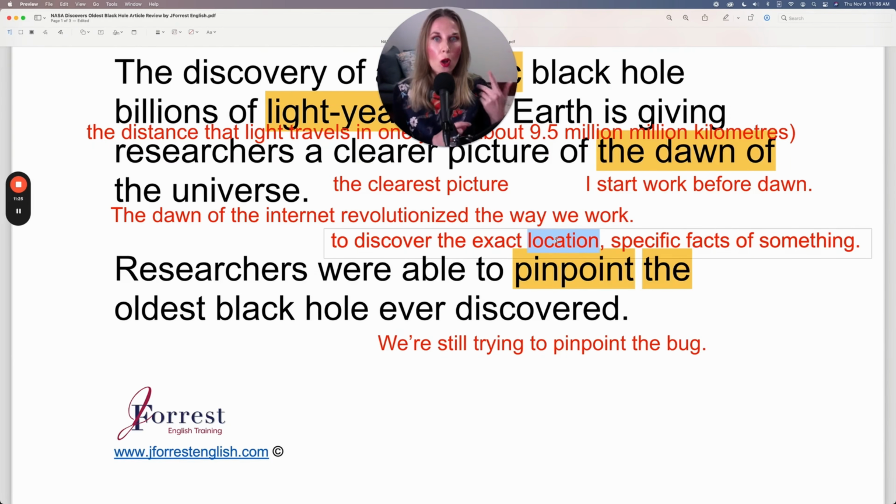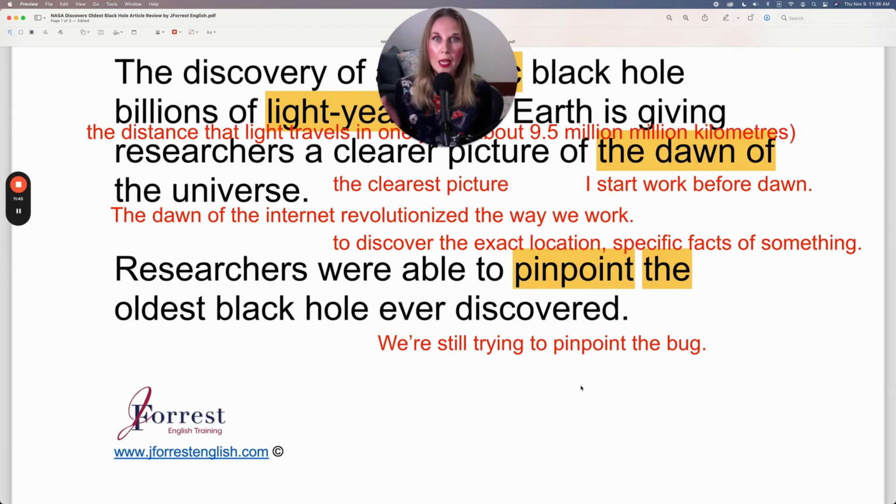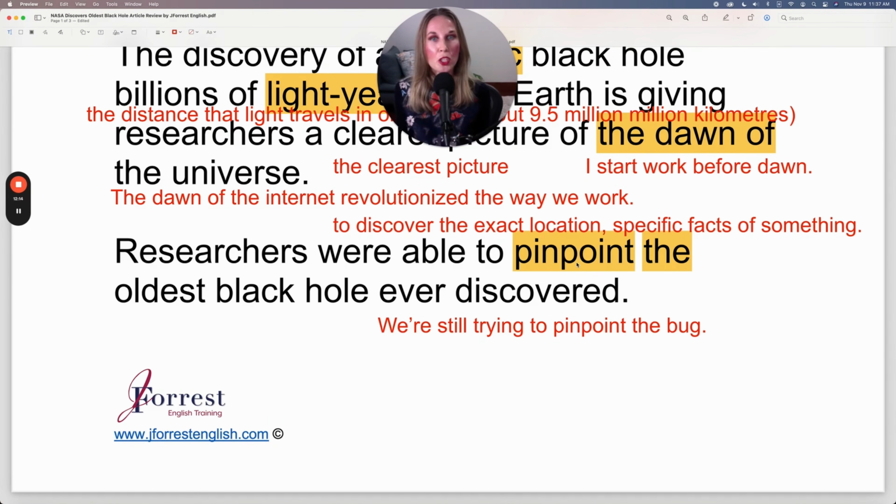But it could also be more the facts. So why is this happening? What is the cause of it? What is the solution? How long has this been going on? So those are all the facts. And in this case, we don't really know which it is. But if you say, oh, we're trying to pinpoint the location, then it's obvious you're trying to find the exact location. So this is a great verb to add to your vocabulary.